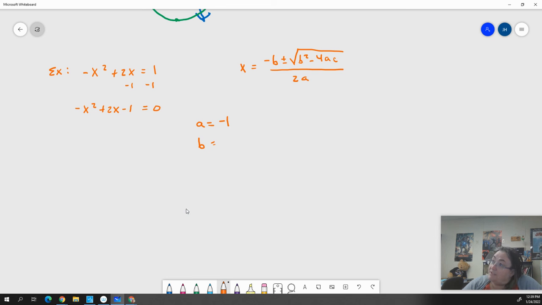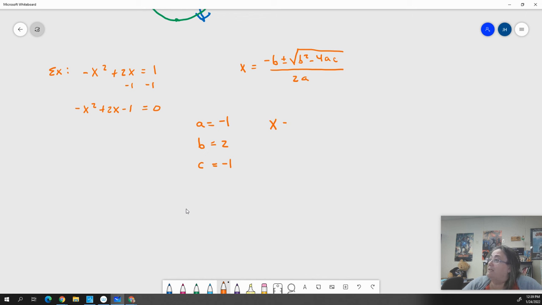Our b is what is in front of our x value, so that is just 2. And then our c doesn't have any kind of an x attached to it at all. It's just our constant number, which is also negative 1. Now we're going to plug them into the formula. Wherever we see b, we're going to put in 2. Wherever we see a, we're going to put in negative 1. And wherever we have a c, we're going to put in negative 1.